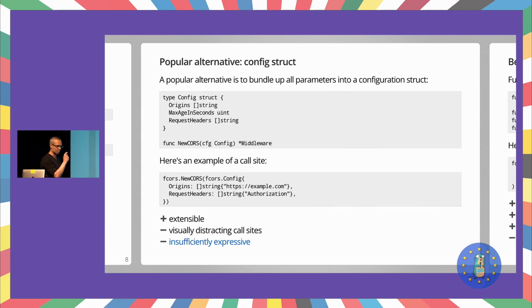Setting this header with a value of 0 tells the browsers not to cache preflight responses. But if you omit this header, then the browser will cache responses for 5 seconds. So you see there's a difference between setting the max age to 0 and not setting the max age at all. And with a config struct like this, this distinction cannot be expressed. That's what I meant by the expressiveness problem.